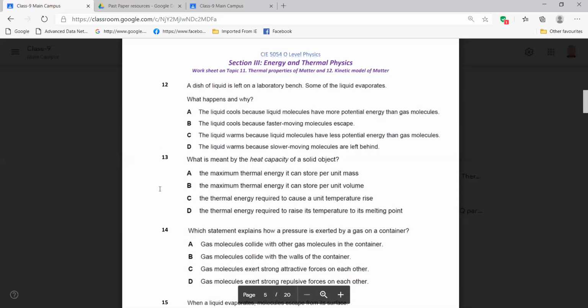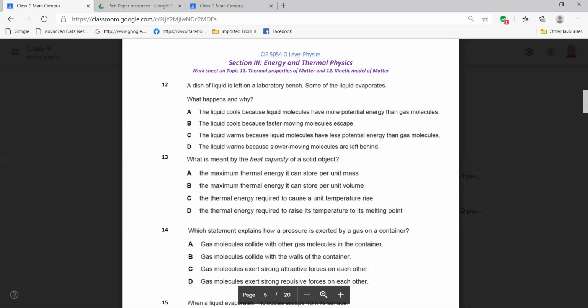What is meant by the heat capacity of a solid object? Heat capacity and specific heat capacity, you know the difference, right? That one you focus on. Sir, the thermal energy required to cause a unit temperature rise. Okay, it is correct. So C, yes, C is the correct answer. You are right.